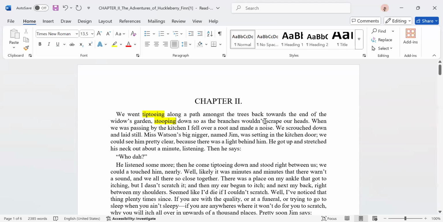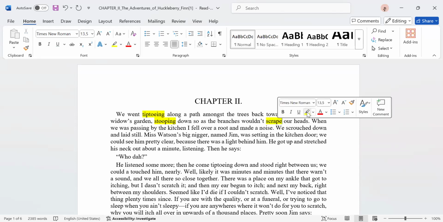Wouldn't scrape our heads. So scrape here, I'm going to highlight it first. Scrape means to scratch. They have the same meaning, like to scratch our heads or to scrape. It means the same thing here.